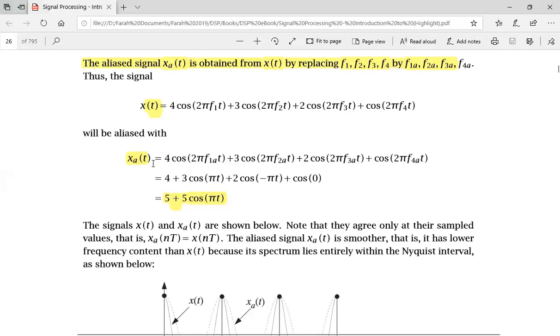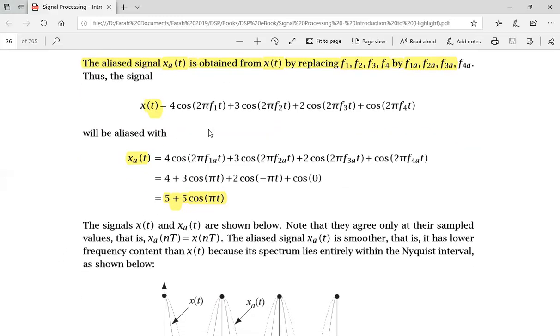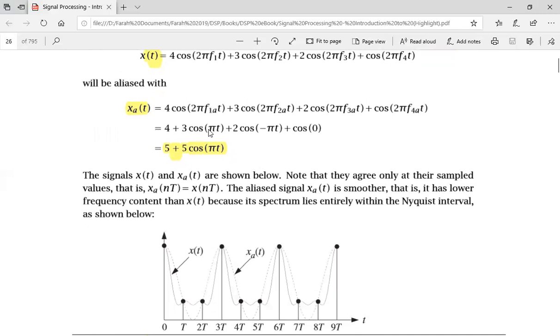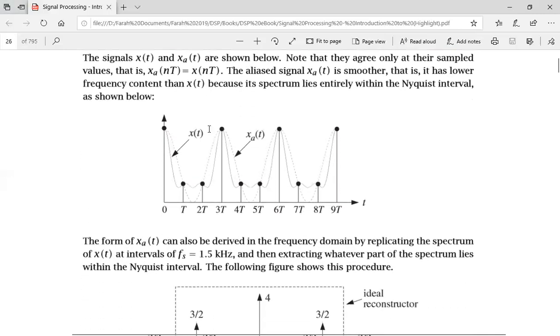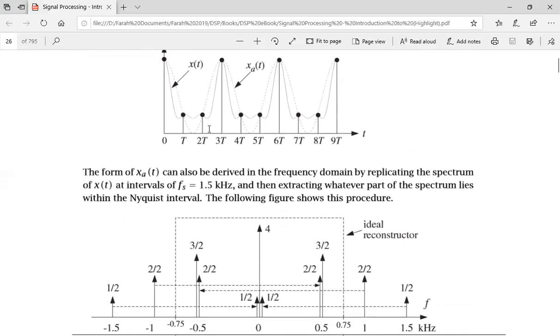Whereas the original signal was given on the previous page, that is x(t) was this one, and it has been reconstructed as 5 plus 5 cos pi t. So your reconstructed signal is not the same as the applied signal. Okay, so take it like this. And now the spectrum is also shown here.